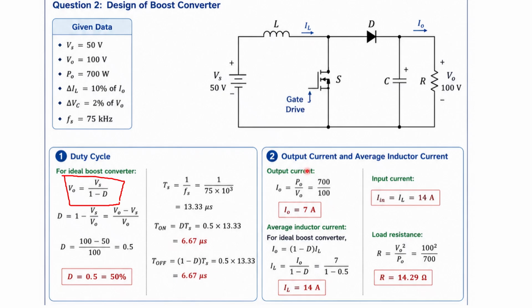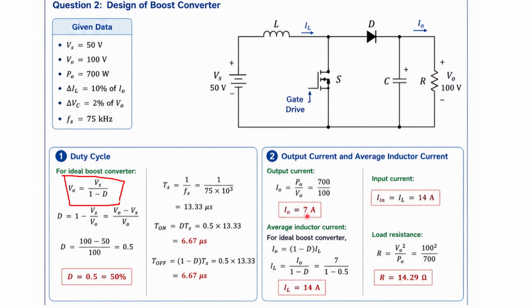Now, what is the next part of the question? Output current and average inductor current. So output voltage is 100 volt and output power is 700 watt. We know that power P is equal to voltage into current, P is equal to VI. So I is equal to P0 upon V0, that is 700 upon 100, which is equal to 7 amperes. So this is the current flowing through the output resistor.